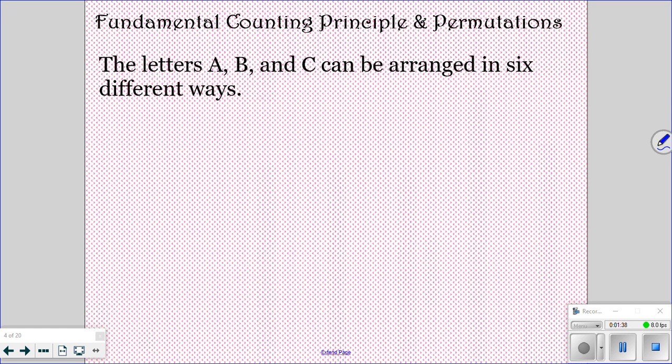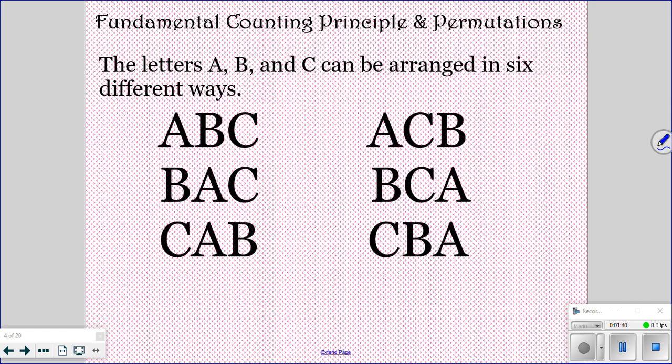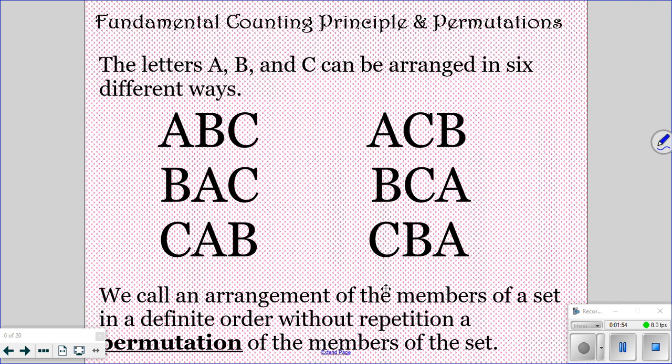All right, so now that y'all have tried that by yourself, these are the 6 that you should have. You may not have them in the same order, but those are the only 6 ways. So if you have more than 6, you wrote the same arrangement more than once. We call the arrangement of the members of a set in a definite order without repetition a permutation of the members of the set. So there are 6 permutations of the letters A, B, and C.